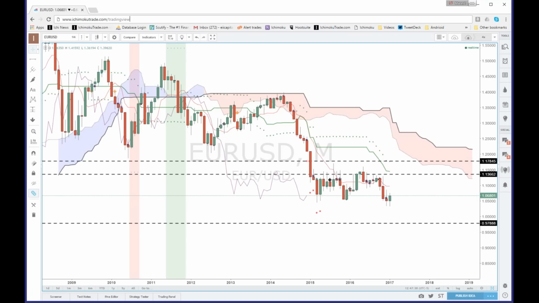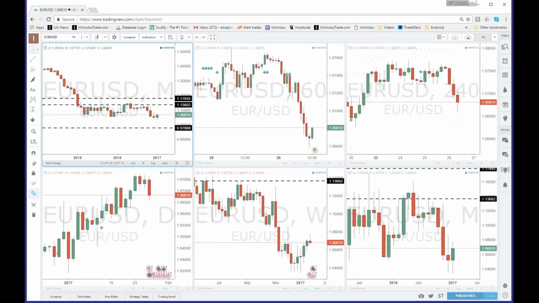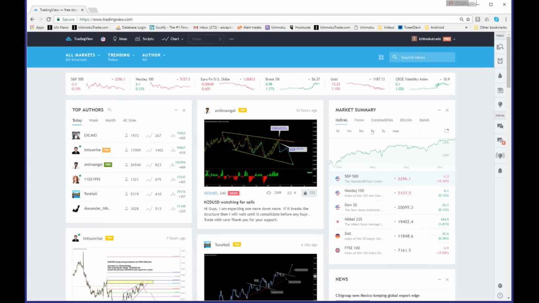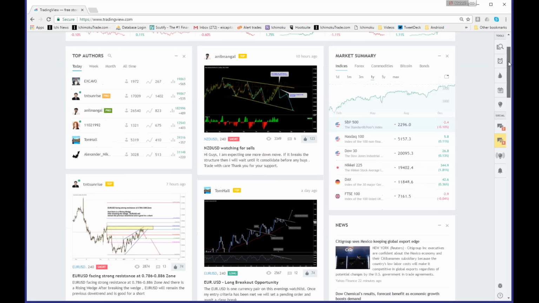Now, I've already logged in and registered. If you didn't do that, it'll ask you to register. If you're already registered, all you do is click on home, and in the top right-hand corner you'll see what your ID is. My TradingView ID is called Ichimoku Trade, but you need to register for free and get your ID.